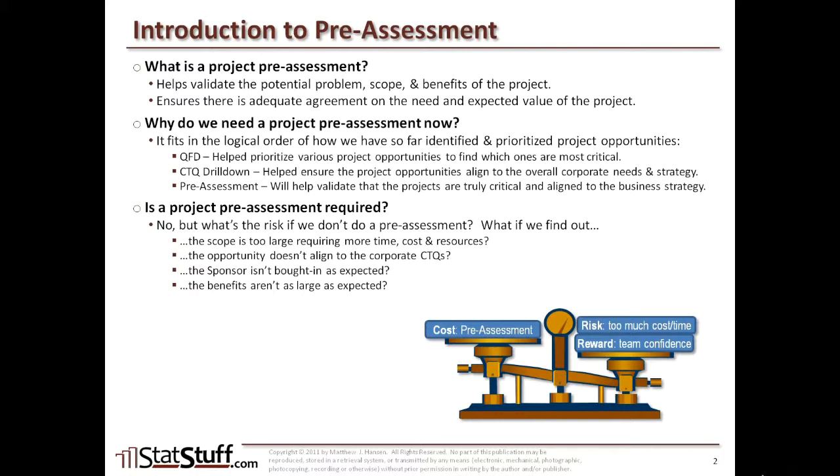As well, we're eliminating the risk where we spend too much cost or too much time on something that isn't necessary, where we don't find out at the end of the project that this is something we shouldn't have been doing. We're also mitigating the risk of not having the sponsor's buy-in. By getting the sponsor's agreement right up front, we can ensure we've got the agreement we need in order to make the project successful. As well, we are eliminating the risk around how the project opportunity aligns to what's most important to the business, again, the CTQ drill down. And also we're mitigating the risk of those benefits that we think are large, but end up being small benefits instead.